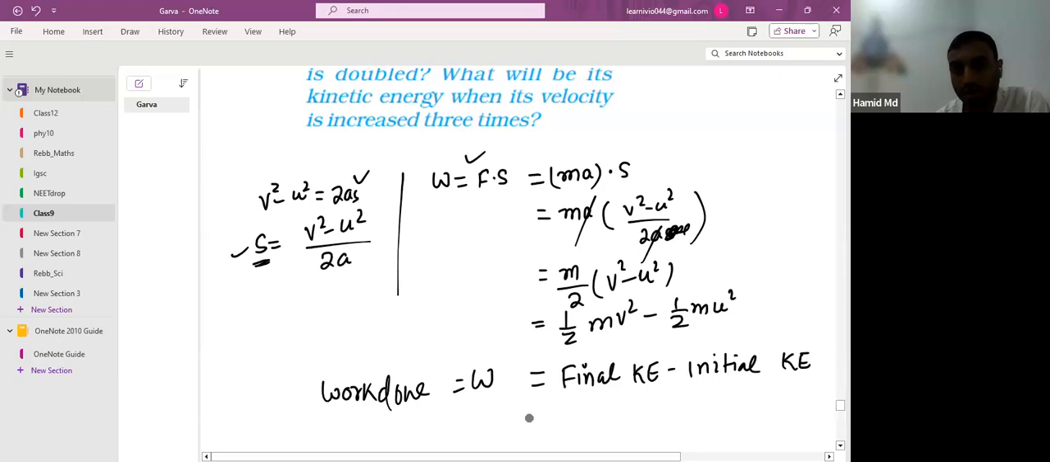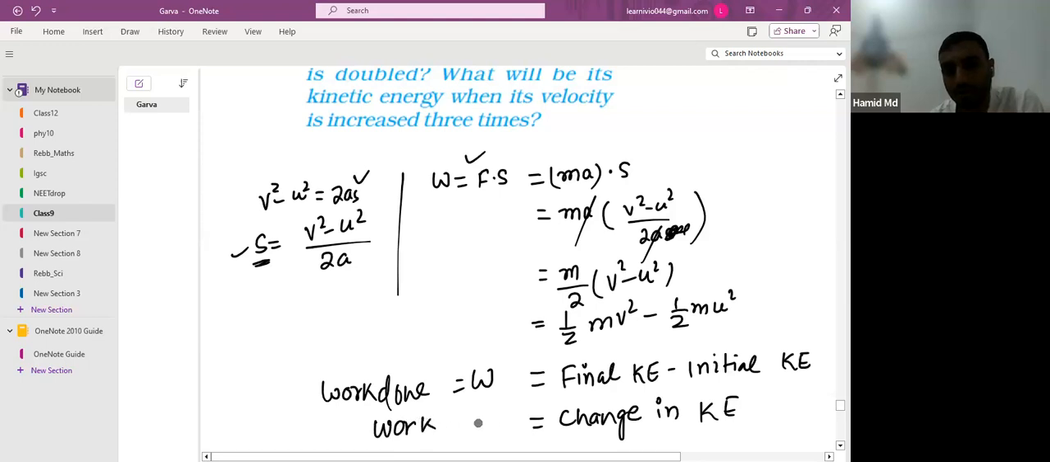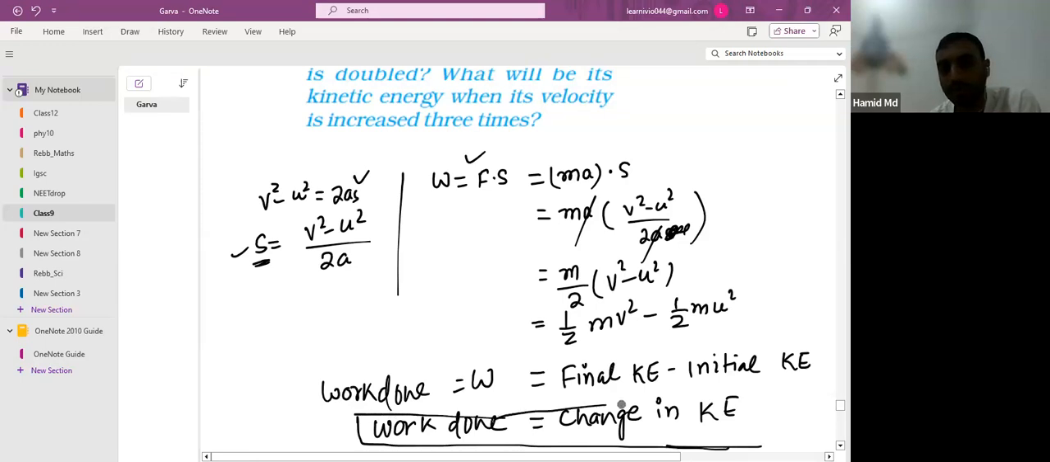So now I will write it. Final kinetic energy minus initial kinetic energy means change in kinetic energy. So work done is nothing but change in kinetic energy. So you know the change in kinetic energy, you will put that equal to the work done, right? And the kinetic energy is always half of mass times velocity square.